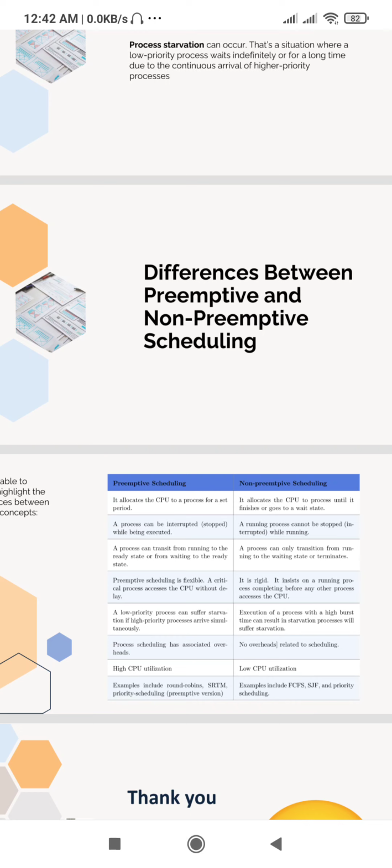In preemptive scheduling, there is high CPU utilization, and in non-preemptive, low CPU utilization.